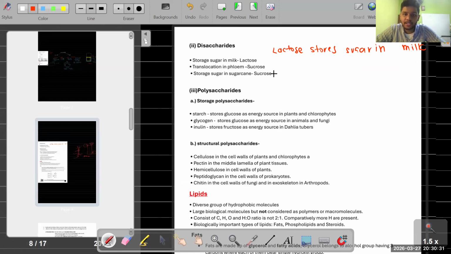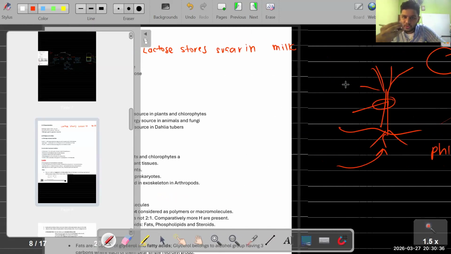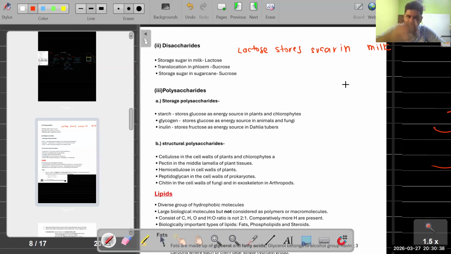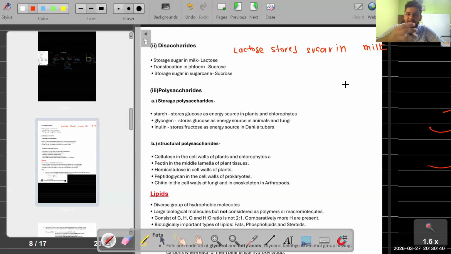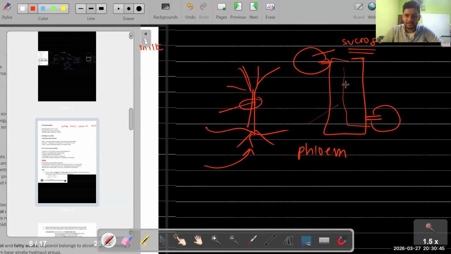Stores sugar in sugarcane. Now, this is the thing. Sucrose is present in sugarcane, right? Due to the presence of sucrose, it will be storing. Now this is the thing.